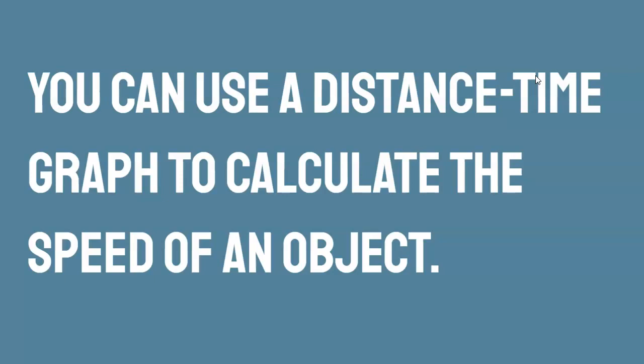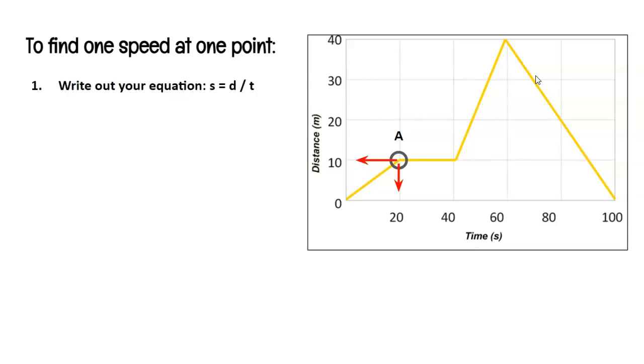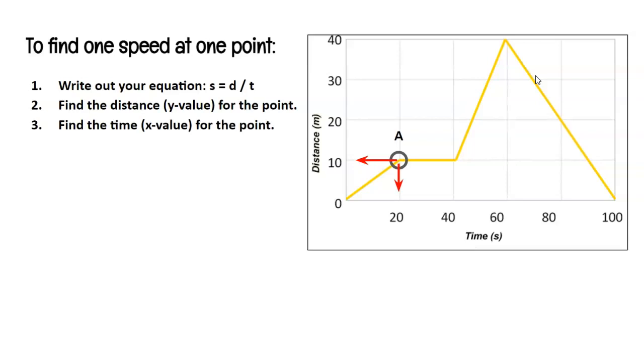You can use a distance time graph to calculate the speed of an object. So there's two different types of calculating speed that we're looking at. The first one is to find speed at one point. We look at the graph and we write out our equation first. Then we find our distance or our y value for the point. We find our time value or our x value for the point. And then we plug in our values and we solve for it.